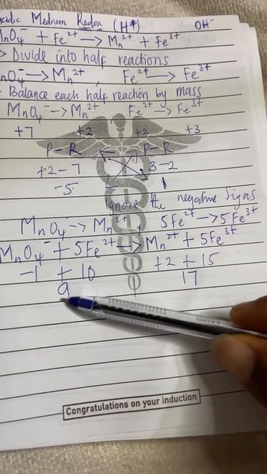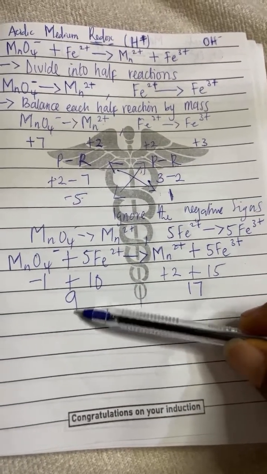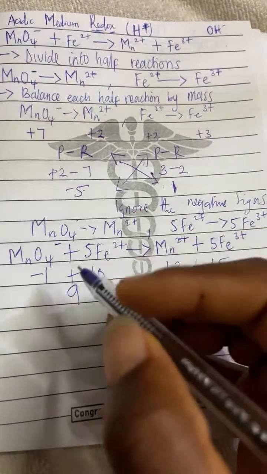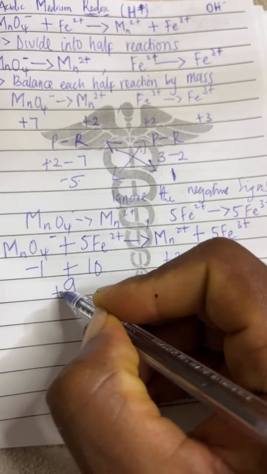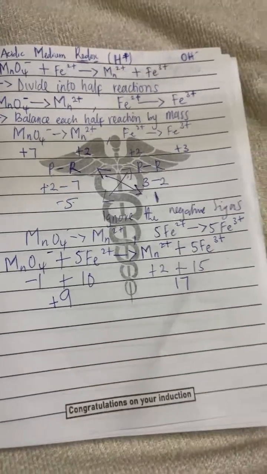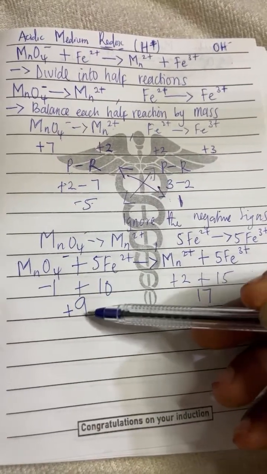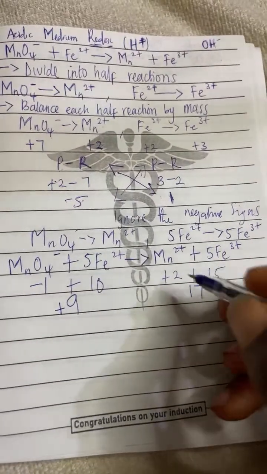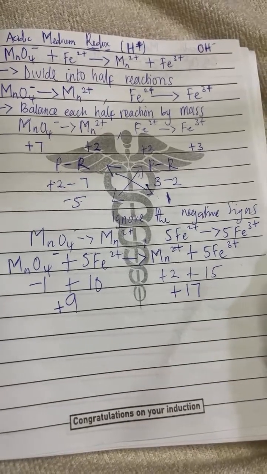Here, at the reactant side, we have a charge of +9, and a charge of +17 at the product side.